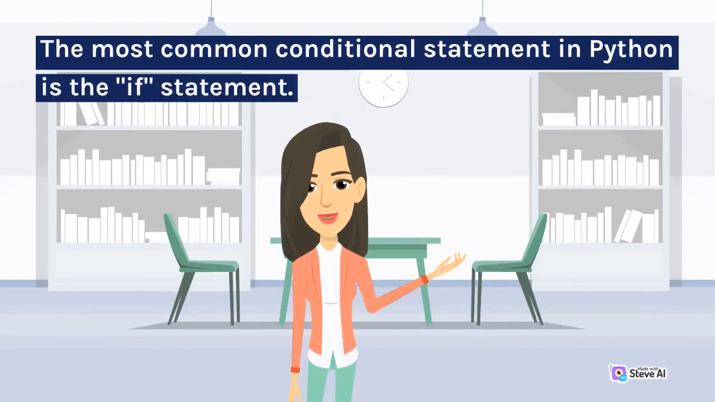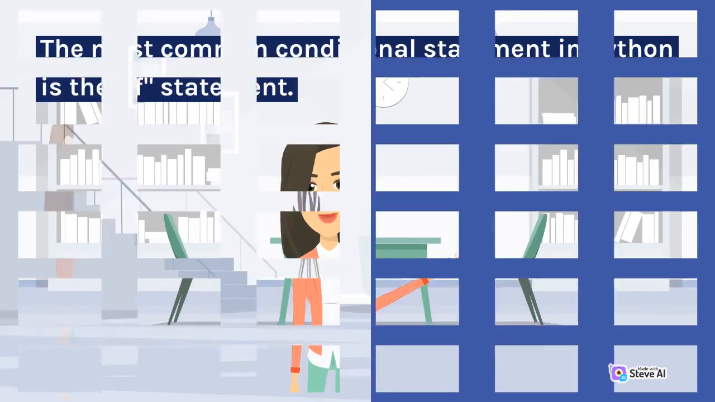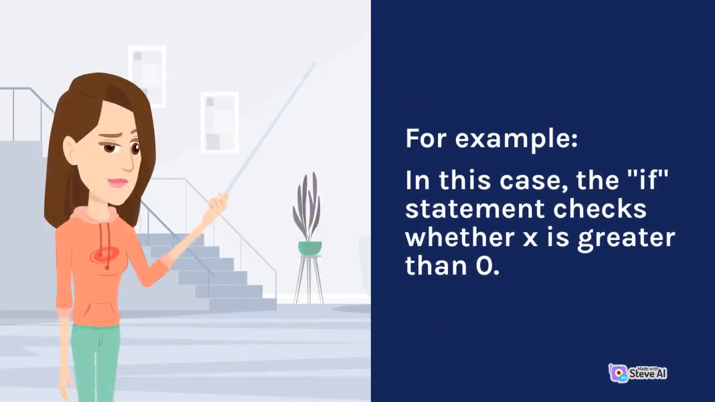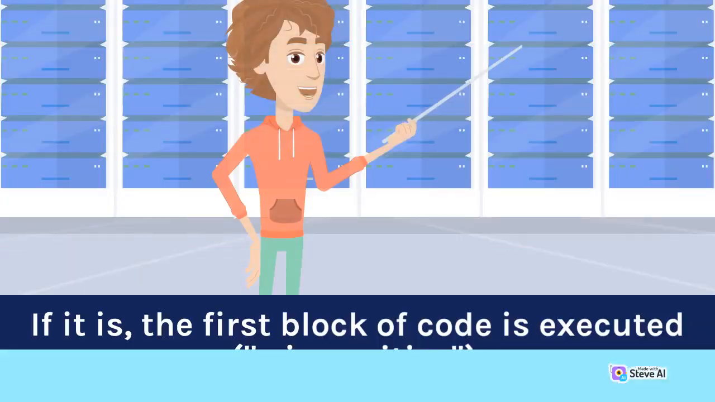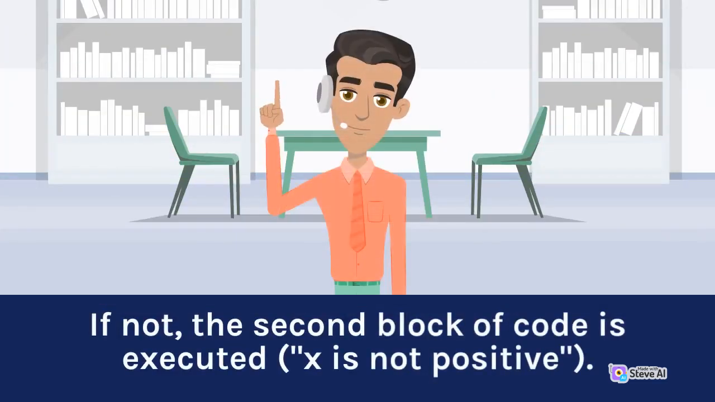The most common conditional statement in Python is the if statement. For example, in this case, the if statement checks whether x is greater than 0. If it is, the first block of code is executed: x is positive. If not, the second block of code is executed: x is not positive.